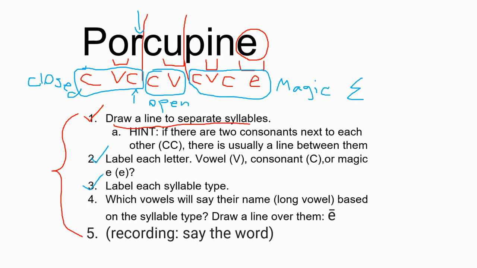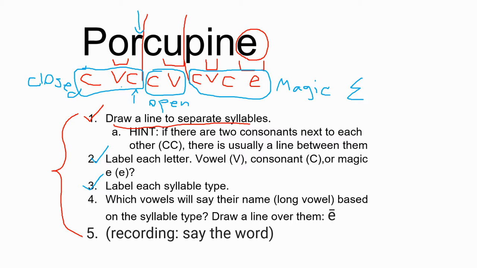Okay, so I've labeled each letter as a vowel or a consonant or magic E. I've labeled each syllable type. This last part here says which vowels will say their name, their long vowel, based on the syllable type. Draw a line over them. So for this one, closed syllable has short sounds. So this is not going to say oh, it's going to say ah. Did you catch my mistake? I just caught a mistake.